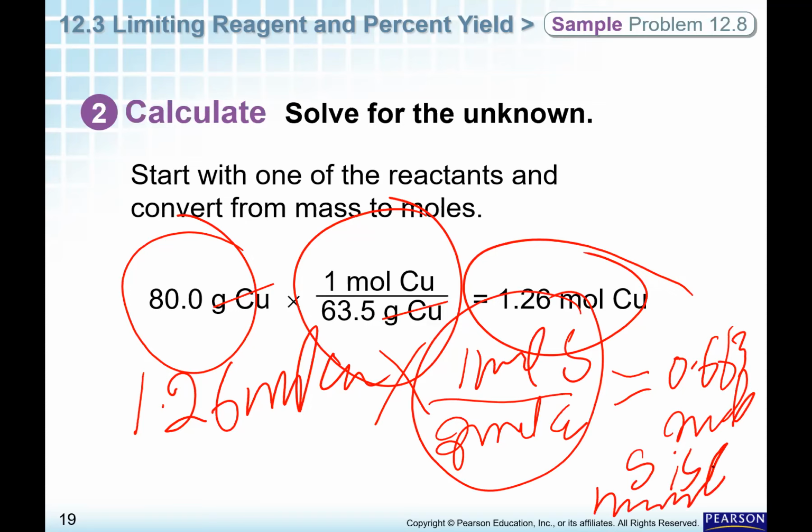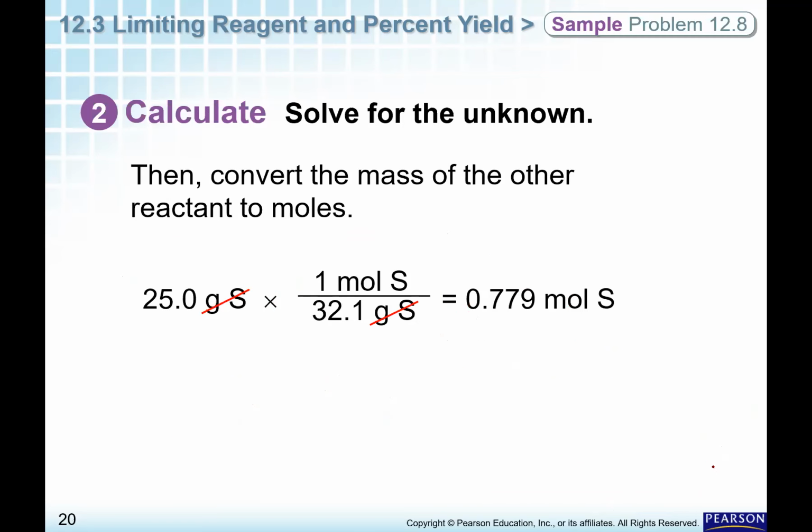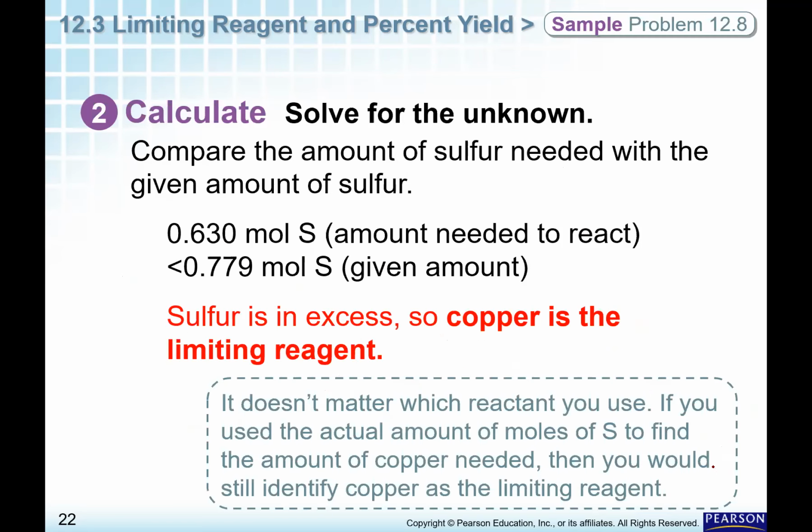So how much sulfur do I have anyway? How much sulfur do I have? 0.779. And I need 0.663. Yes. In order to consume all the 1.26 moles of copper, I need only 0.663 moles of sulfur. But I have 0.77, which is more than what I need. So which one is the limiting reagent? Which one will be consumed first? It is the copper, not the sulfur. Okay? Yes. This is what you do.